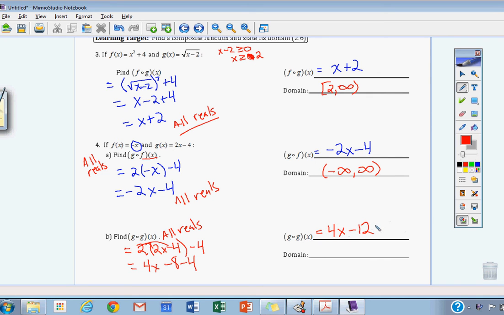I didn't do my color coordination, I'm really sorry there, but looking at my domain here, we are going to have all reals at the end on this one too. So that means, again, like the last problem, we have negative infinity to infinity.